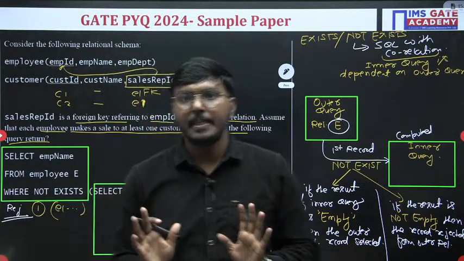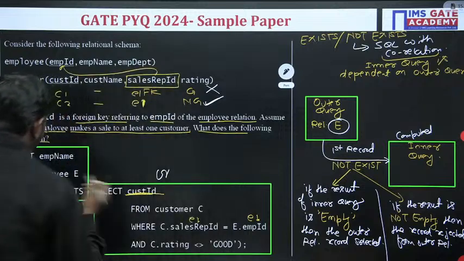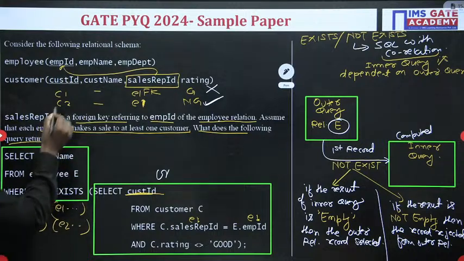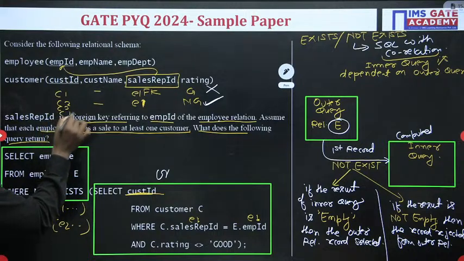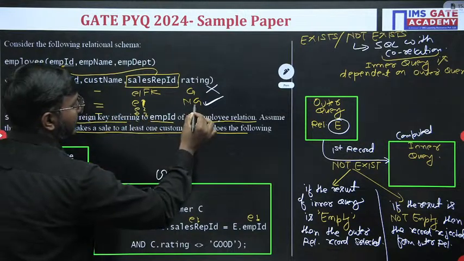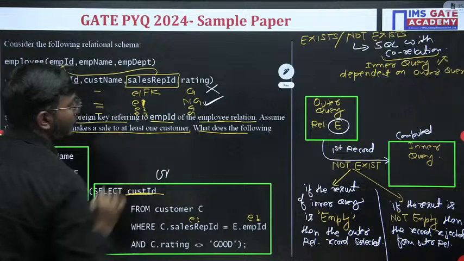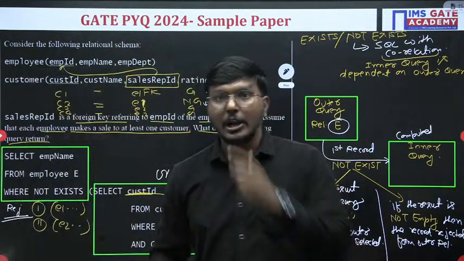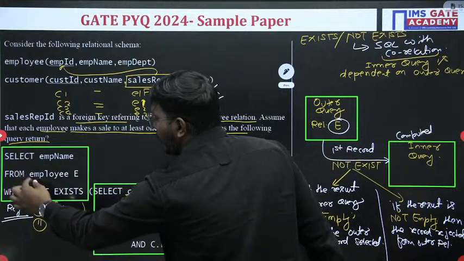Understood? Clear? Now let's take one more record. The employee is E2. Now let's assume for the employee E2, I have C3 and C4. Here the employee is E2 only, and this time the rating is good only. There is no negative rating for the employee E2. Now I am working on the second record of the employee table.